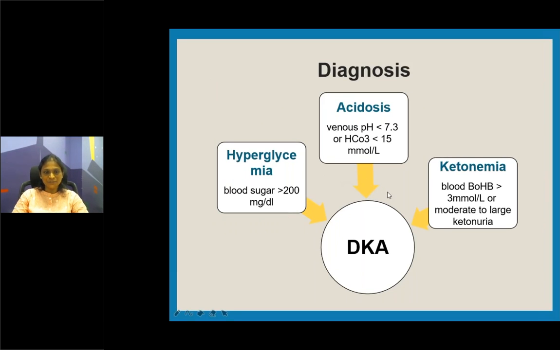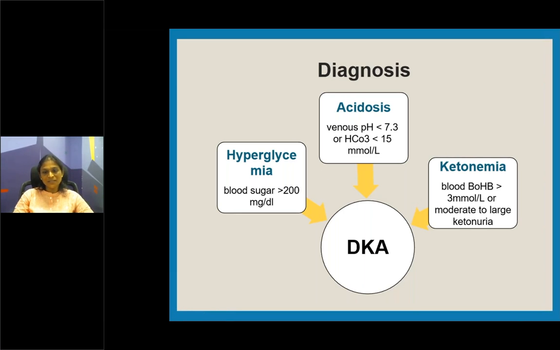So how do we diagnose? There are three cardinal features. We all know that hyperglycemia is the essential one that we check with a glucometer: blood sugar more than 200 milligrams per dl. And acidosis. We do a venous blood gas; we don't really have to do an arterial blood gas. The venous blood gas pH is less than 7.3 or bicarb is less than 15, along with ketonemia. Ketonemia is higher ketones in blood.